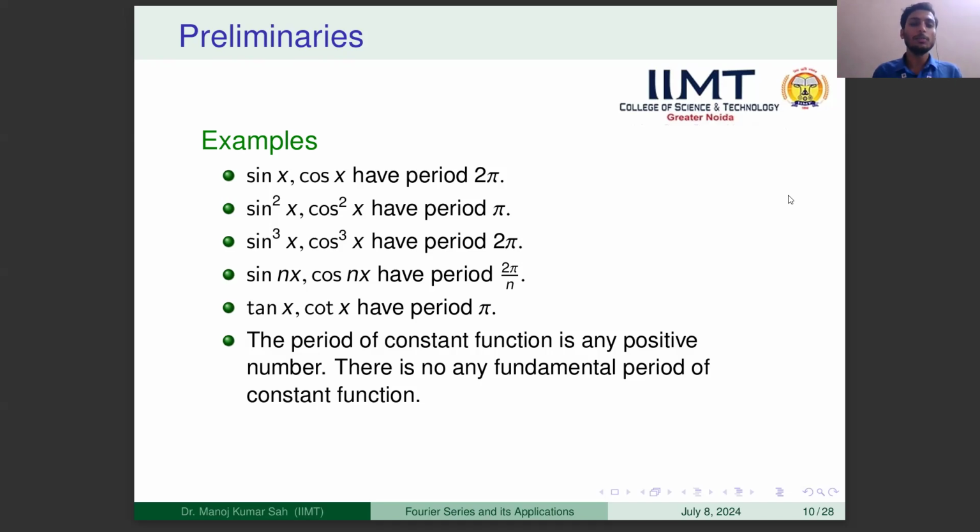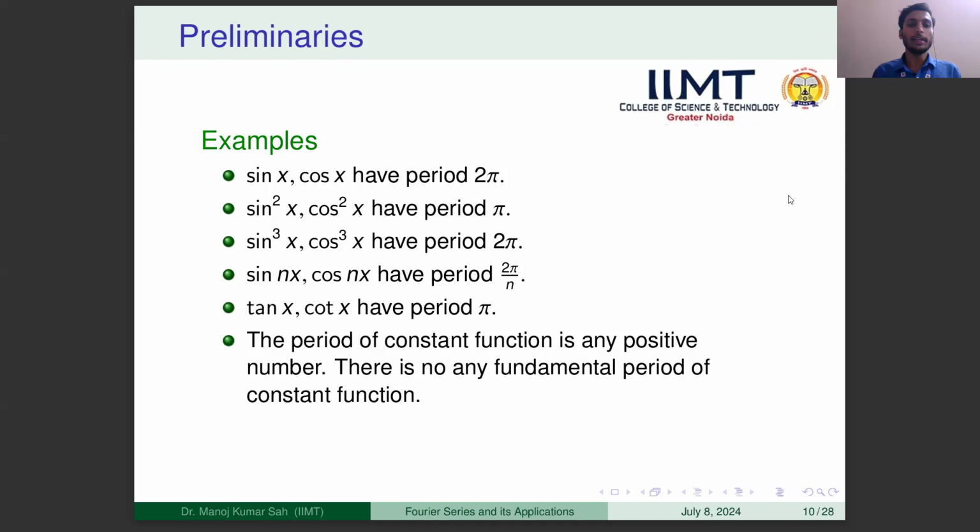In the third case, sin cube of x and cos cube of x have period 2 pi. How? Similarly, you will use the formula of sin cube x and cos cube x, and we will obtain period 2 pi. In the fourth case, sin nx and cos nx have period 2 pi upon n. It means when some n is multiplied by x, that coefficient will come in the denominator of the period of sin x.